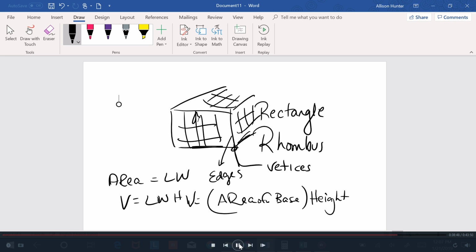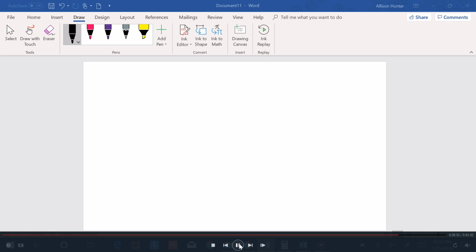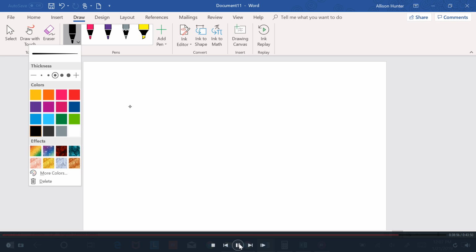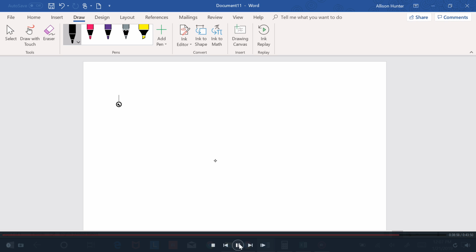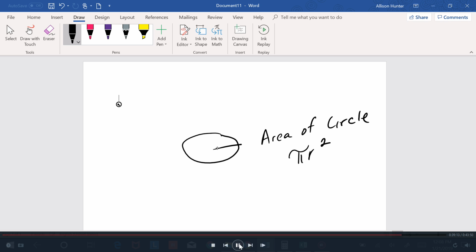You're going to do the same thing when you look at a cylinder. With a cylinder, remember that you are also going to want to determine the area of the base. Remember, that's going to be a circle. How do we find the area of a circle? Pi times the radius squared. So whatever my radius is, say that it's 3, that area is going to equal that. And then I need to take it and multiply it by whatever the height is.